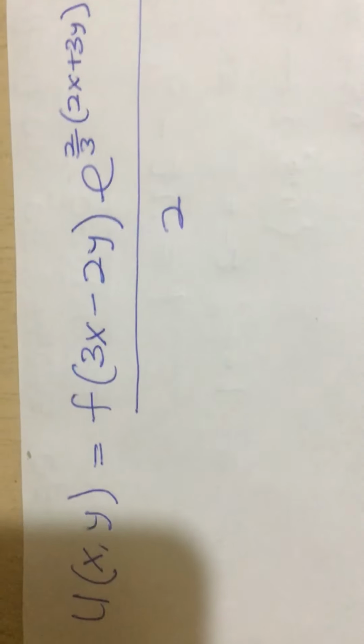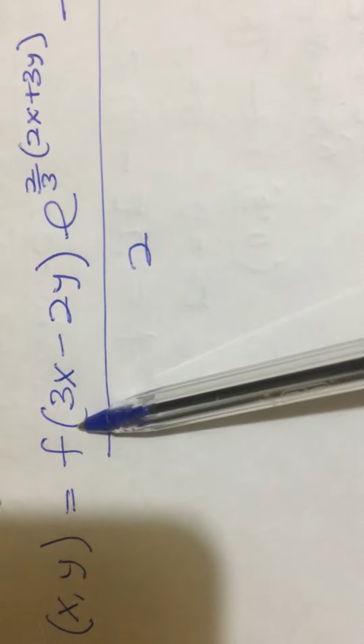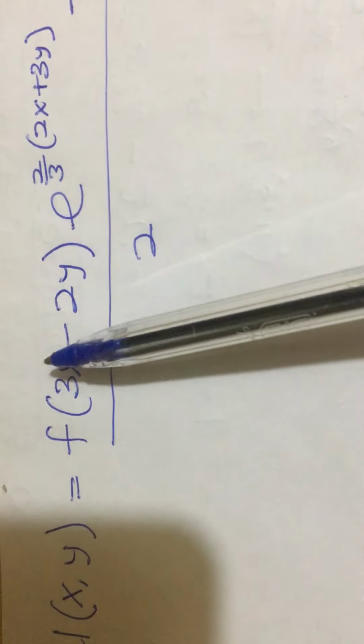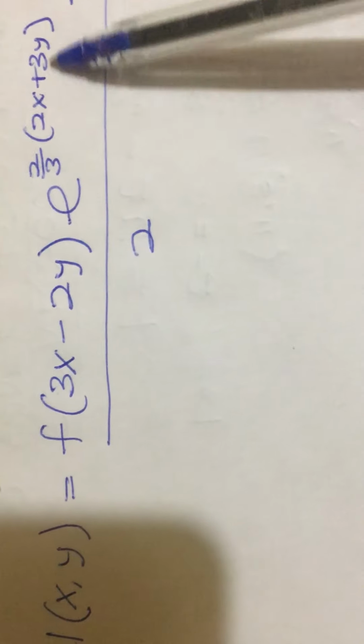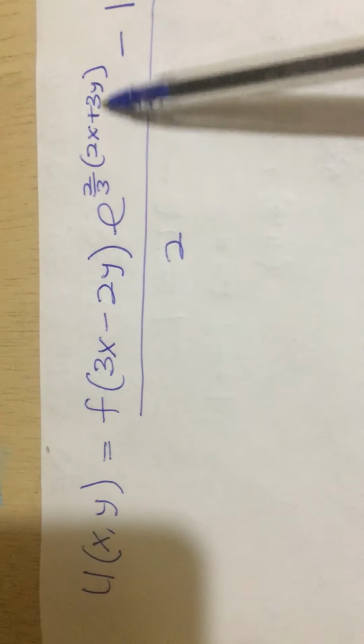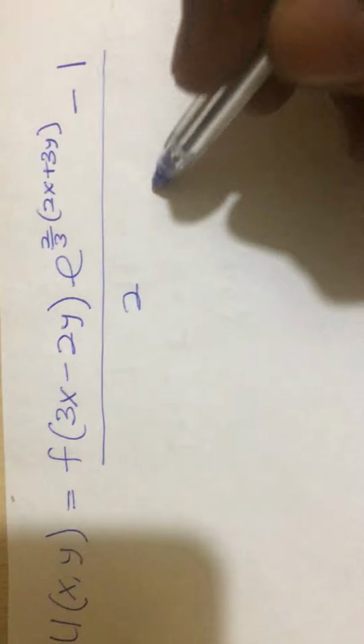So we have our f of n, which will be replaced by this, and then this x, which will be replaced by this. So this will now be your final solution.